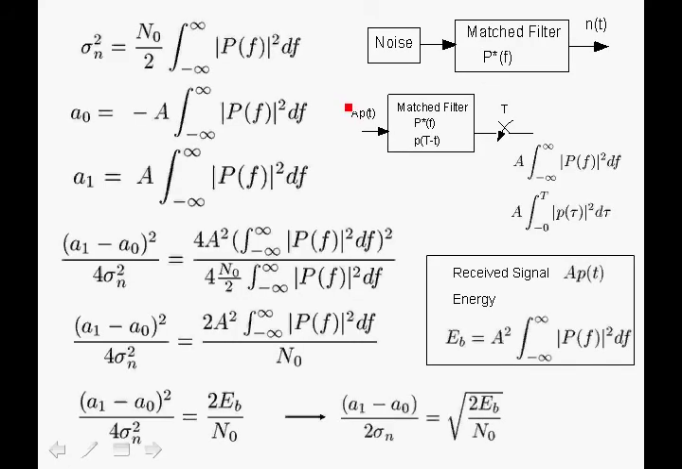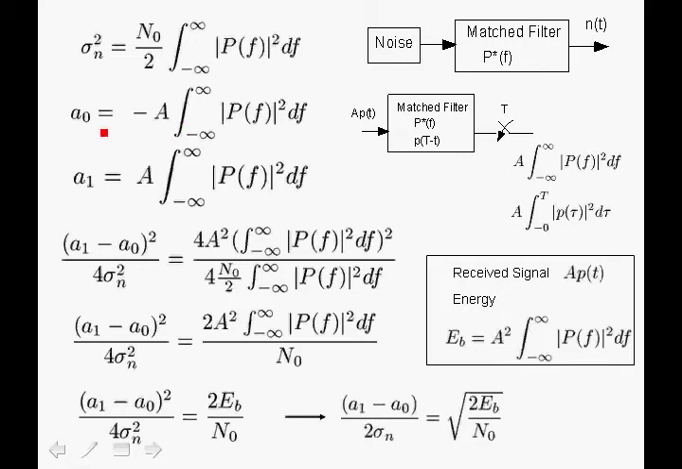So even though this slide is kind of crowded, we've actually covered a lot of it in the previous slides, and we'll go through it step by step. First of all, we have the expression for the noise variance, which we derived before. So if you have noise going through a matched filter, then we get the filtered noise n(t). Its variance is equal to the expression over here, where N0 is the one-sided noise spectral density, and the magnitude of P(f) squared is the magnitude squared of the matched filter frequency response.